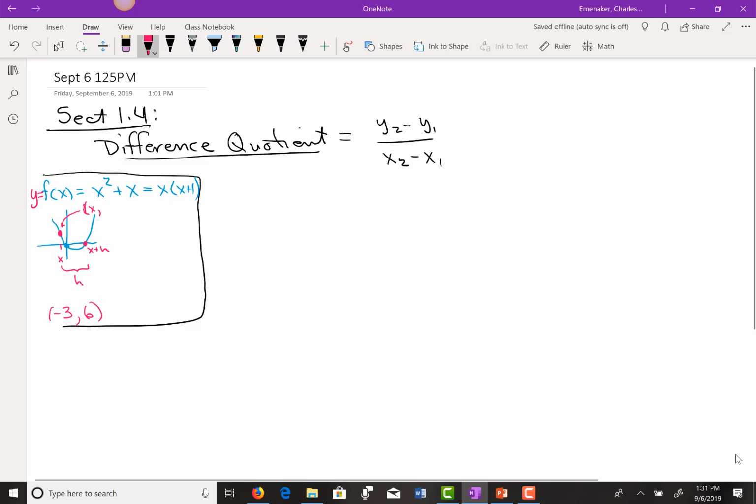F of x. So I could put f of x. So there's a set of points. So one set of points could be x, f of x. Does that make sense?